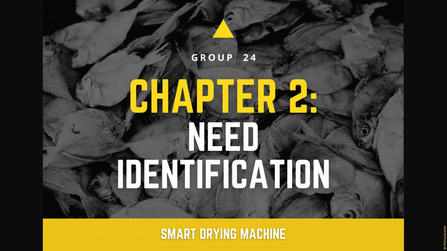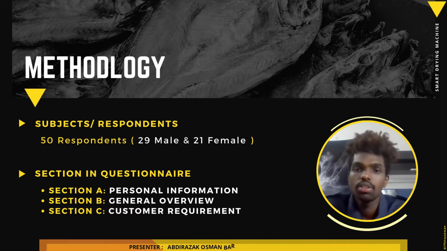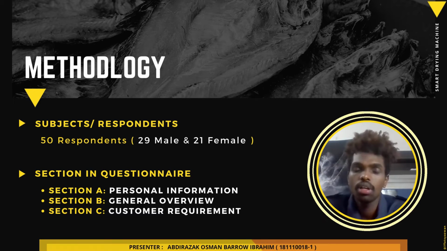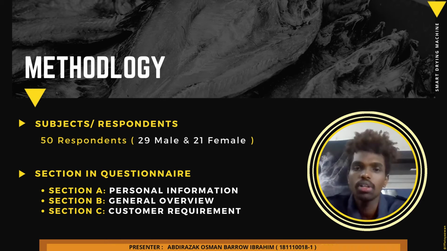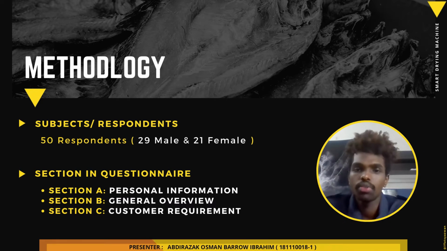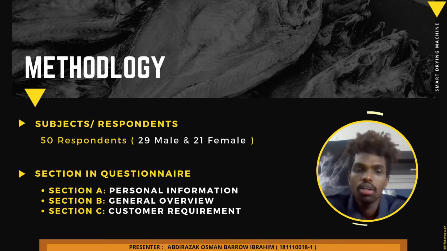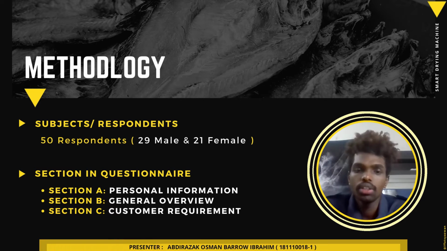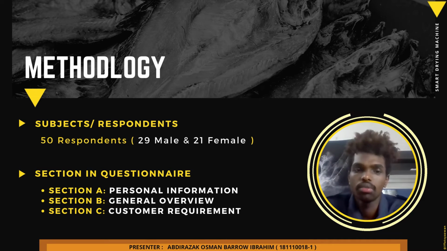Chapter 2 Need Identification. First, we did a comparison between 3 existing fish drying systems, and we set advantages and disadvantages for those 3 existing systems to come up with a perfect design or product for the smart drying machine. And then we did a questionnaire or survey, and we published it to the public, and we got 50 people who answered the questionnaire. 29 of them were males and 21 females.